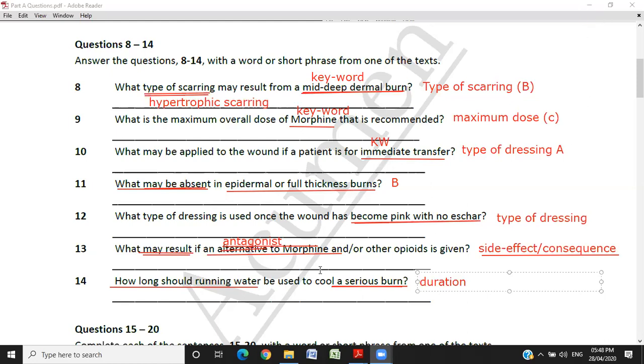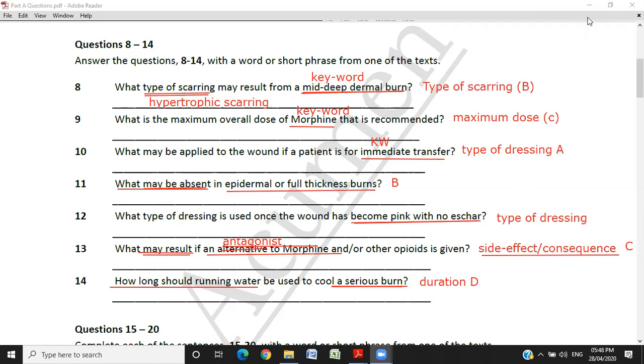So this is what you would have to do. Here also it says serious burn. Serious burn is discussed in text D, so I would find this answer in text D. This answer I would find in text C. Okay, so now let us look at the text and find out this answer.